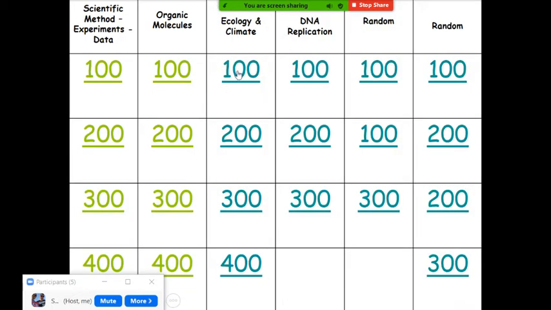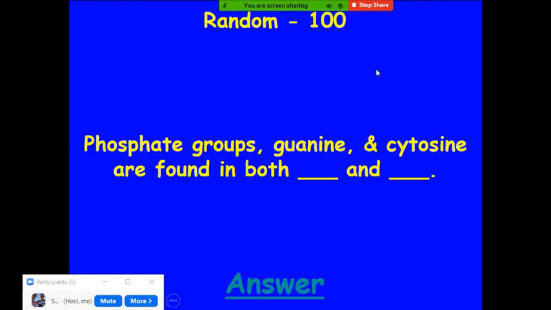On to ecology, and now let's do some random questions. Let's jump around a little bit. Phosphate groups, guanine and cytosine, are both found in what and what? About 30 seconds.